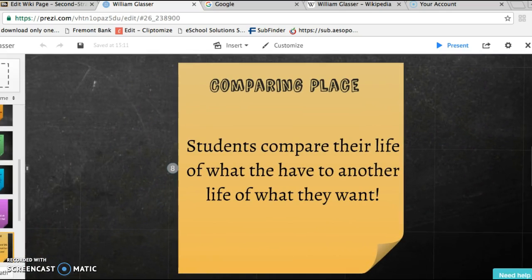Then you have comparing place, and this is when students compare their lives to what they have and what they want. At least in my opinion, a lot of students are like this. They're talking about their shoes and their clothes, and they compare their life to celebrities or their friends, to what they want versus what they actually need. So William says students need to start comparing their lives not just by materialistic things, but also in school, what they need to have and not what they want to have. Those are the breakdowns of that as well.